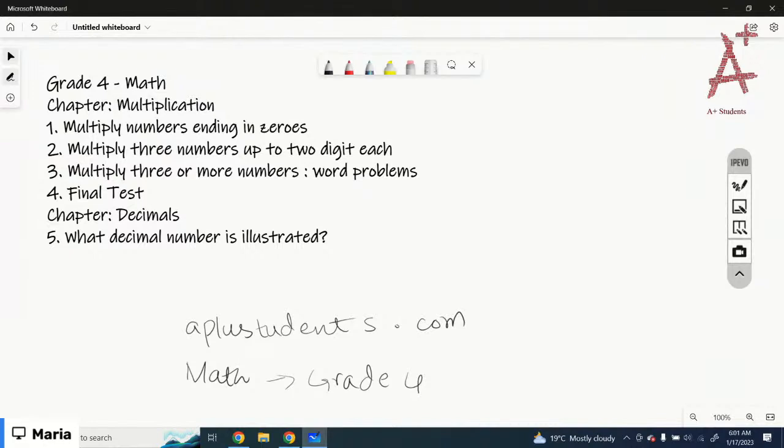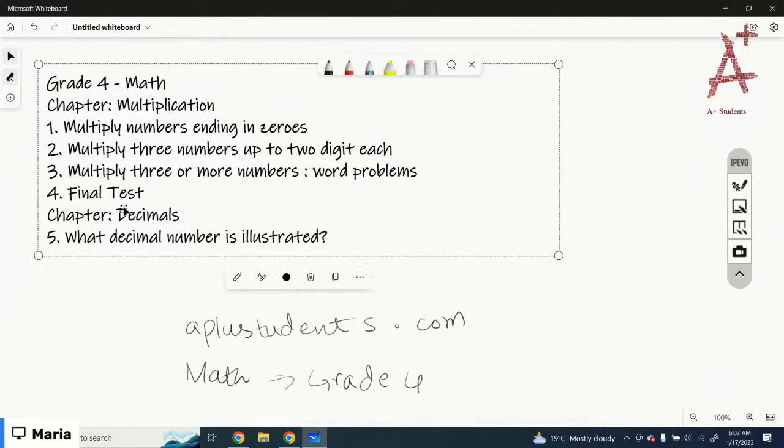There you can find a list of the chapters. So we're going to start with the chapter multiplication. The lessons we're going to cover today are multiply numbers ending in zeros, multiply three numbers up to 2 digits each, multiply three or more numbers word problems, and the final test. Then we'll start the new chapter, decimals, and the lesson is what decimal is illustrated. So let's start with the first lesson, multiply numbers ending in zeros.